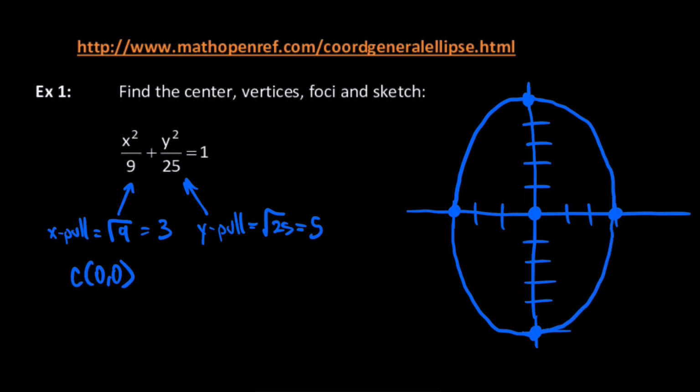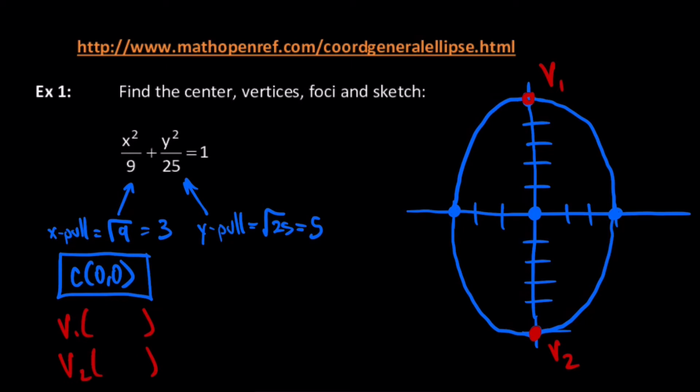All right, so now what do we have to identify? Well, I identified the center. I need to identify my vertices. My vertices are the endpoints of the major axis. This is your major axis, right? That's the longer one. So that's a vertex. We'll call it V1. And that's a vertex. Let's call it V2. So coordinates of V1 and V2. I'm just going to count. That's going to be 0, 5 for V1 and 0, negative 5 for V2. So there's two other points you need to identify.